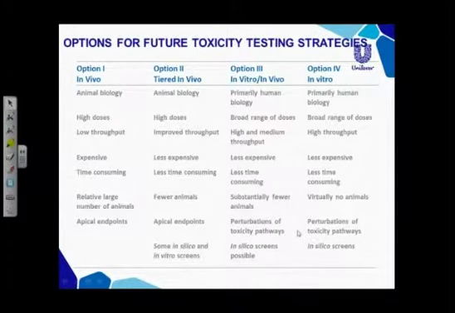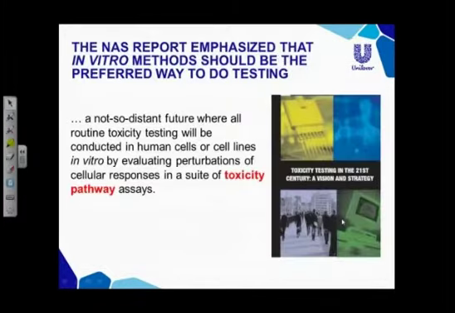And it would be about understanding perturbations of toxicity pathways. So really trying to understand the mechanisms by which chemical agents give rise to toxicity, understanding why that happens and at which doses that doesn't happen. So again, to steal something from the report, it outlined a not so distant future where all routine tox testing will be conducted in human cells or cell lines in vitro, by evaluating these perturbations of cellular responses in a suite of, and this terminology was used, toxicity pathway assays.